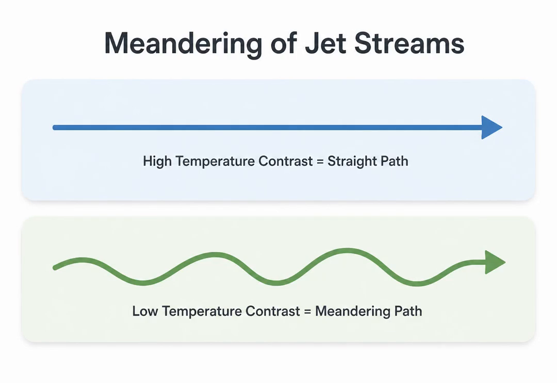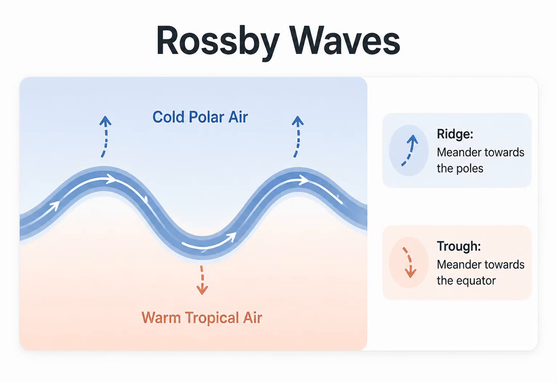The path a jet stream takes is also dictated by temperature. When the temperature contrast between air masses is at its maximum, the jet stream is strong and flows in a nearly straight west to east path. However, when the temperature contrast drops, the jet stream weakens and begins to meander, flowing in a wavy, irregular pattern that wanders towards the poles and the equator. These massive meandering patterns in the atmosphere are called Rossby waves.